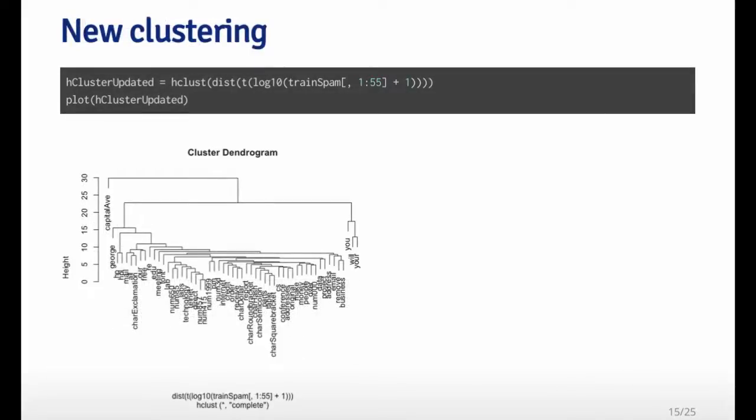So here I've taken a base 10 log transformation of the predictors in the training data set. And again, I've added 1 to each one just to avoid taking the log of 0. And now you can see that it's a little bit more interesting. The dendrogram has separated out a few clusters. This capital average is one cluster all by itself. There's another cluster that includes you, will, or your. And then there are a bunch of other words that lump more ambiguously together. And so this may be something worth exploring a little bit further if you see some particular characteristics that are interesting.